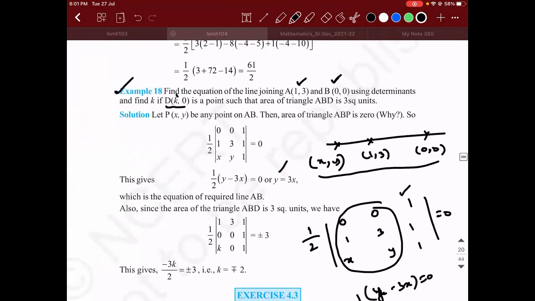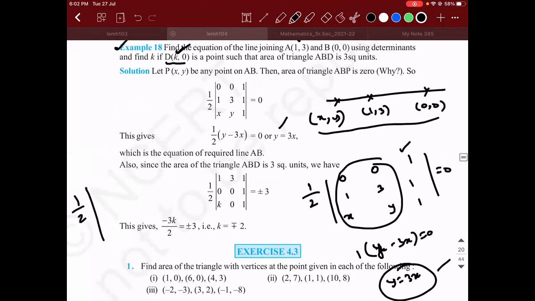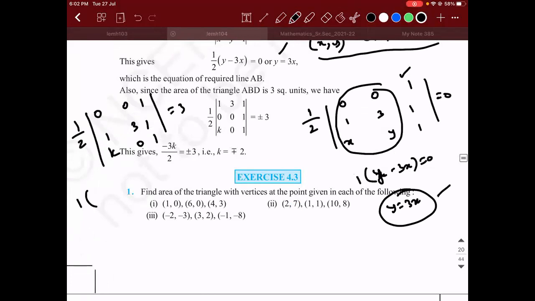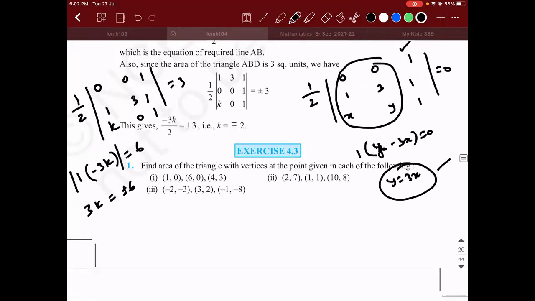Next is find the point D(K, 0) such that the area of the triangle ABD is 3 square units. So how to find the area of the triangle? Half into modulus of determinant of 0, 0, 1, 1, 3, 1 and K, 0, 1 is equal to 3. So 1 into (0 minus 3K) gives minus 3K, and modulus of that is equal to 6. But you need to put a modulus here. So 3K will be equal to plus or minus 6. So what will be the answer? K will be equal to plus or minus 2.